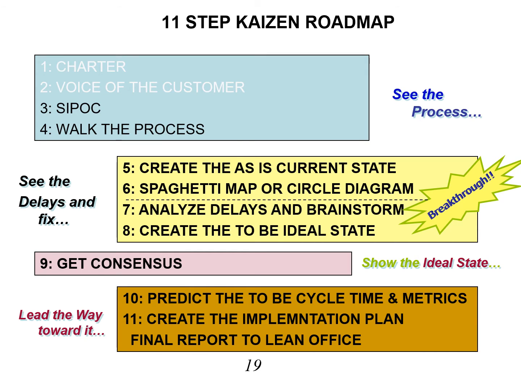Here's the actual 11-step Kaizen roadmap. Charter, voice of the customer, SIPOC, walk the process, create the as-is or current state, do a spaghetti map or circle diagram if you have to, analyze delays and brainstorm, then create the to-be ideal state. Need to get consensus, predict the cycle time and metrics, and create an implementation plan. Make sure you have a final report.